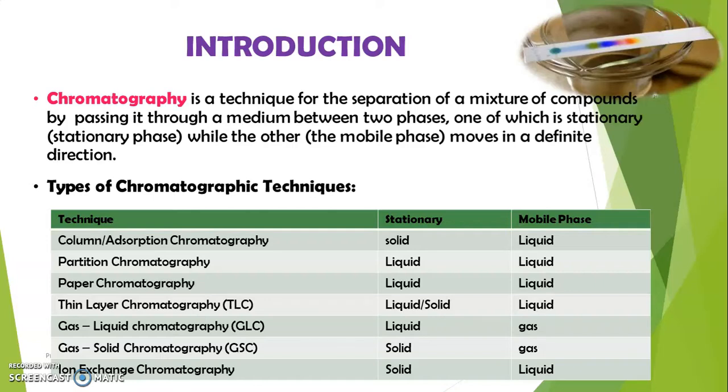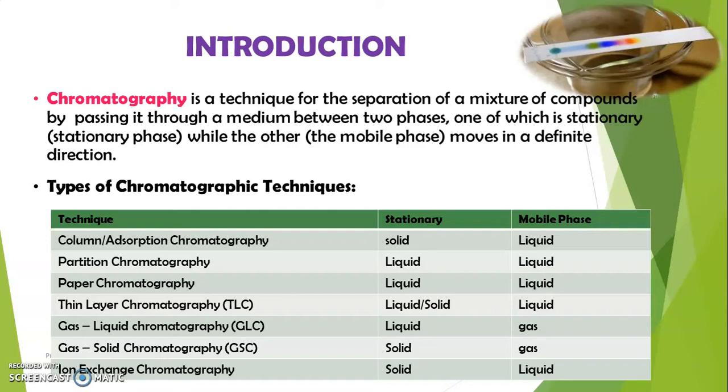There are different types of chromatographic techniques which are used for purification or separation purposes. So here the techniques have different stationary and mobile phases. First of all, column or adsorption chromatography, which has a solid stationary phase and liquid mobile phase. Partition chromatography has liquid stationary and mobile phases. Similarly, for paper chromatography and thin layer chromatography, the stationary phase may be liquid or solid, and the mobile phase is liquid.